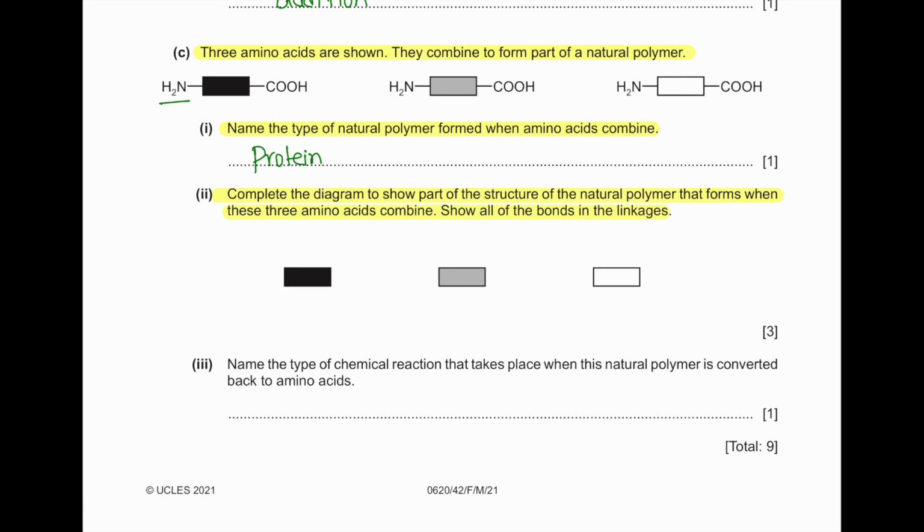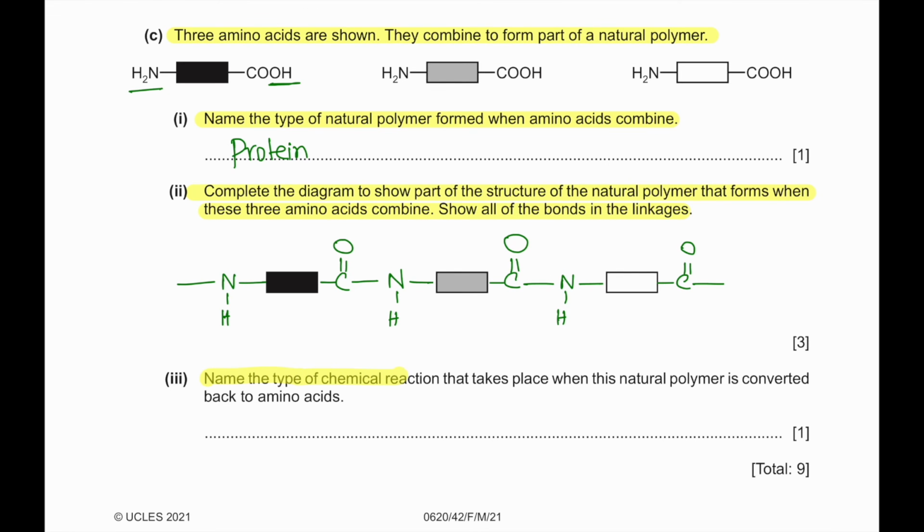So the amine part will be represented with the hand left open so that it is bonding with the other amino acid, and the acid part will lose the OH, so it will be COO, and then there will be another bond which will connect with the next nitrogen and hydrogen, and the process will continue. Name the type of chemical reaction that takes place when this natural polymer is converted back to amino acid. So to convert a protein back to amino acid, we'll have to do a process known as hydrolysis.